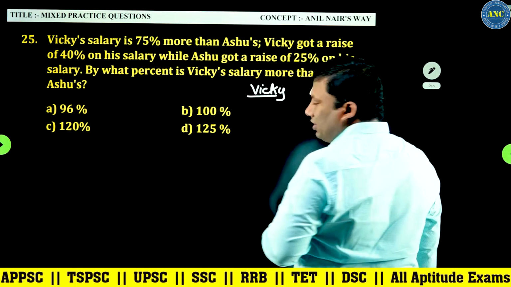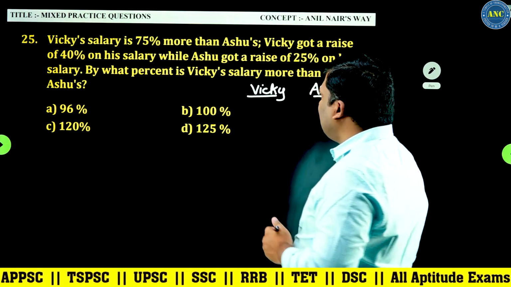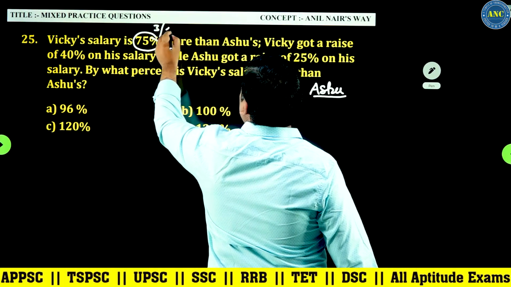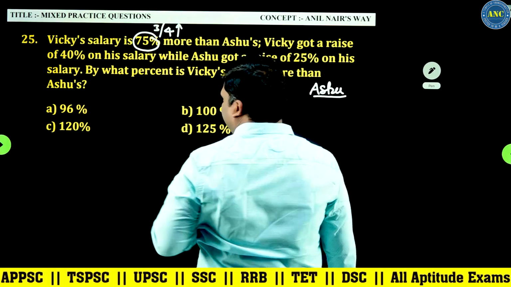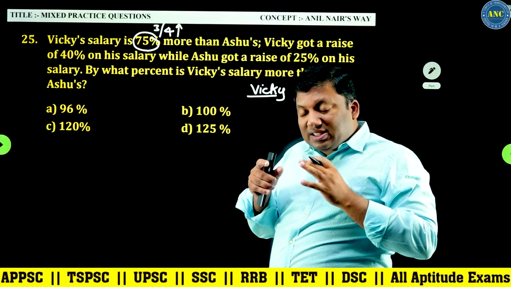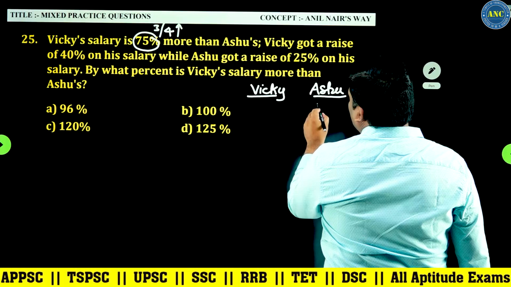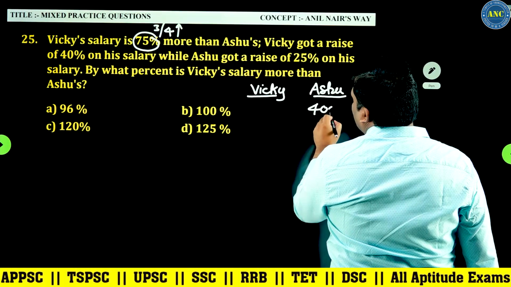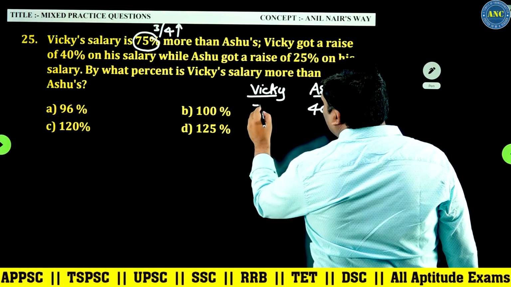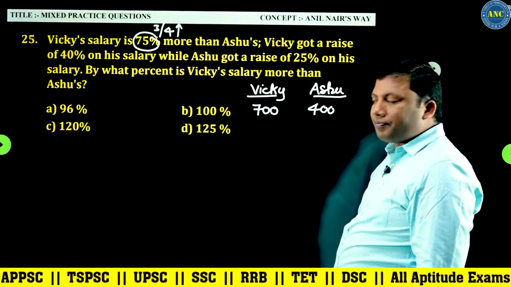Vicky and Ashu. Vicky's salary is 75% more than Ashu's salary. 75% is 3 by 4 more. This question is based on percentage increase, change on initial value. If Ashu's salary is 400, Vicky's salary is 300 more than 400. 300 more than 400 is 700.